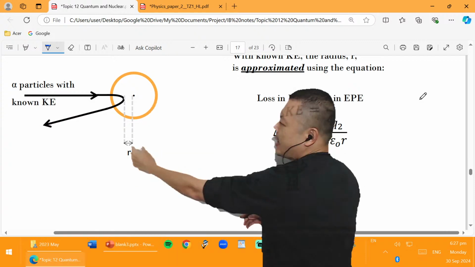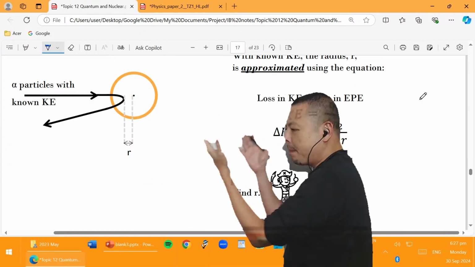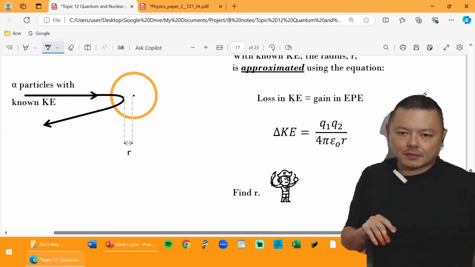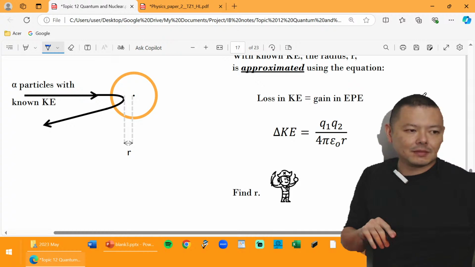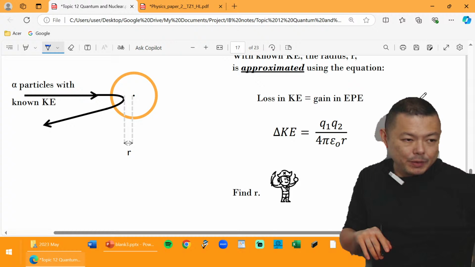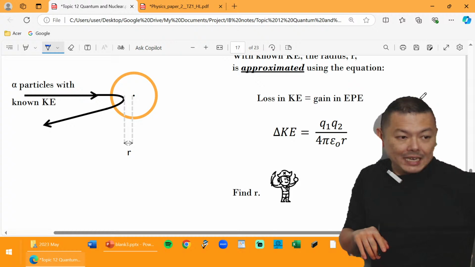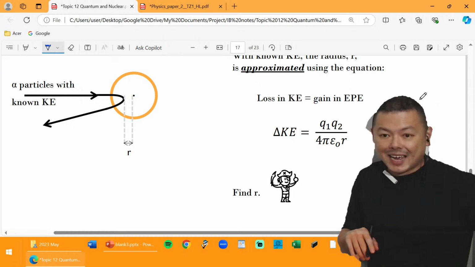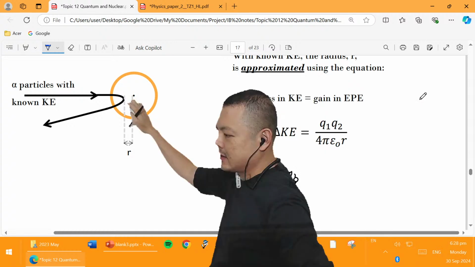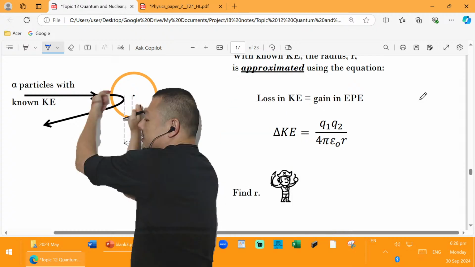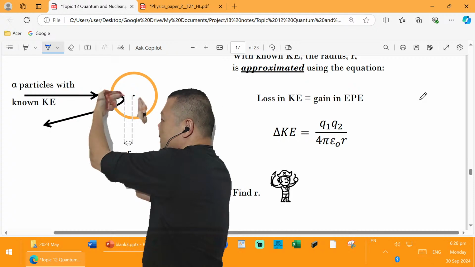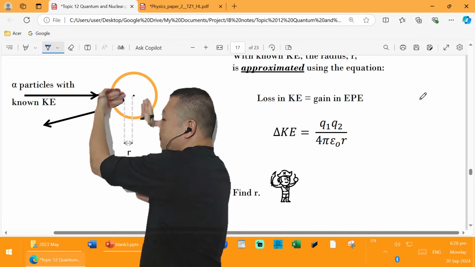Why do we have to care about closest approach? What's the purpose of this? Estimate the nuclear size. We're trying to estimate how big the nucleus is. How do you tell how big the nucleus is? We fire alpha particles at it. When it gets very close, at the closest approach, because of repulsion, it will repel.